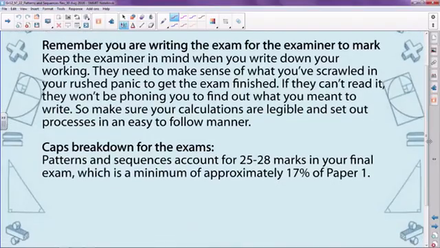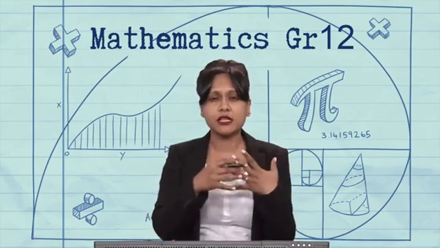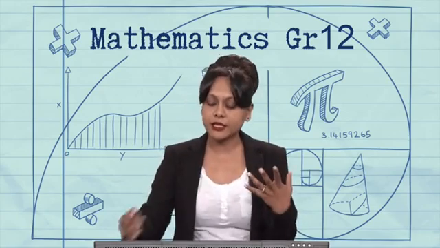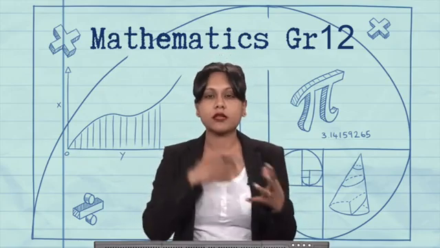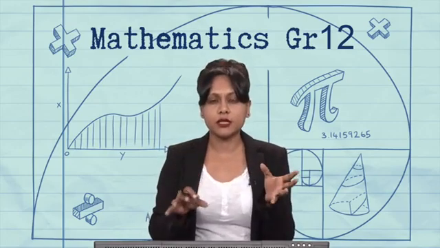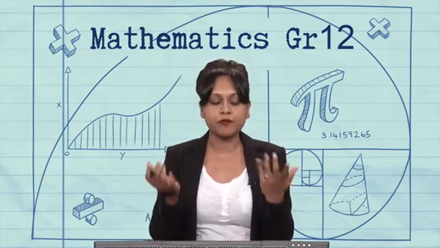Just talking about the breakdown for your exams, when we're talking about patterns and sequences, these account for roughly 25 to 28 marks in your final exam, and that's approximately 17% of paper 1. It is a section you start off with right in the beginning of the year, and by this time of the year you are going to need a bit of reminding of the formulae you're going to use. So that's what we're going to look at first today: the key concepts and the key properties of arithmetic sequences, geometric sequences, and the formulae that we use. Okay, let's go through that.